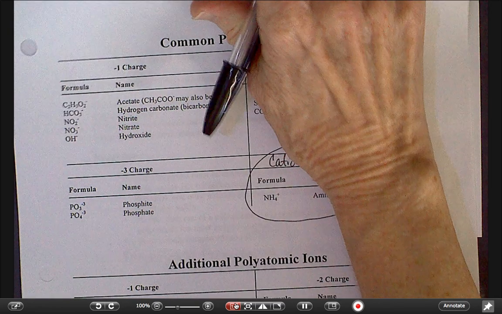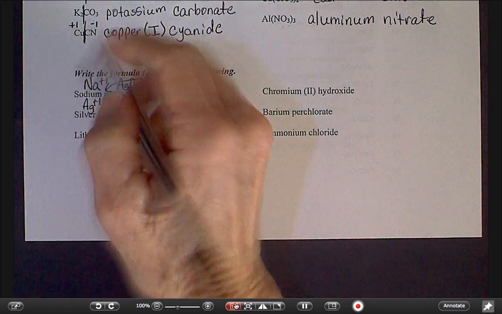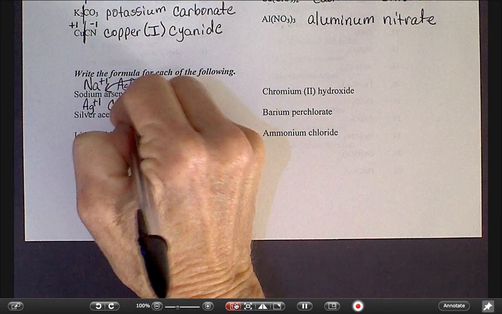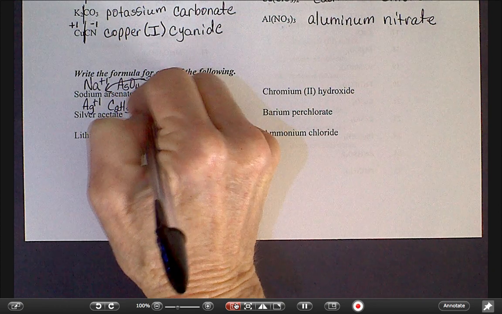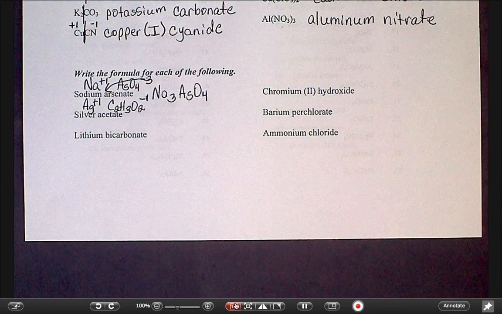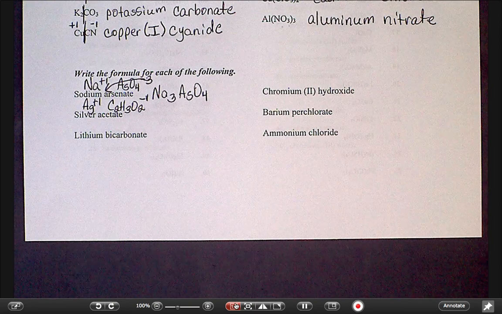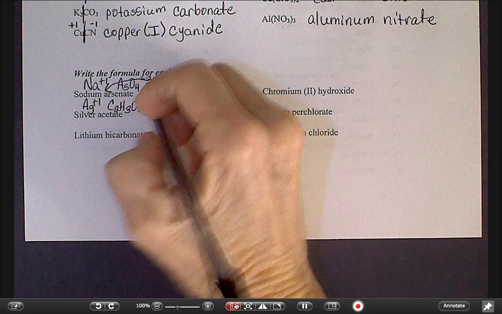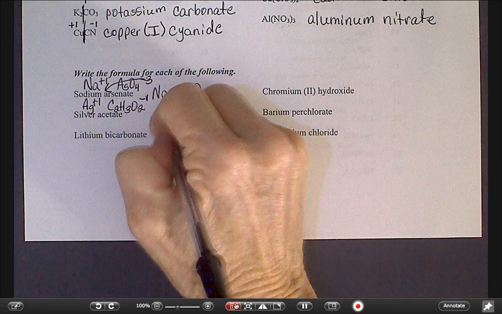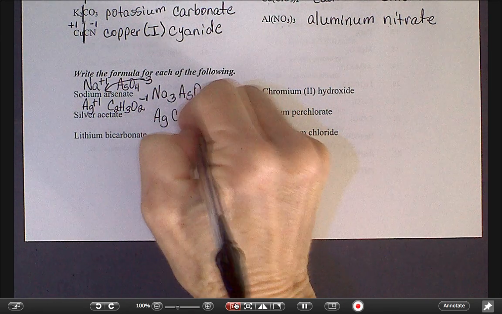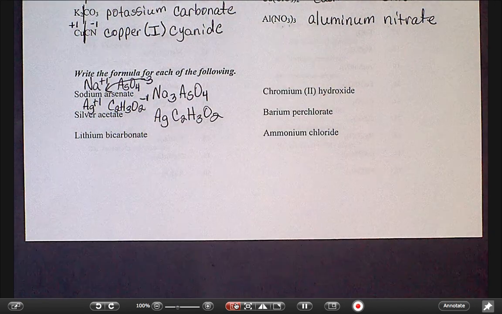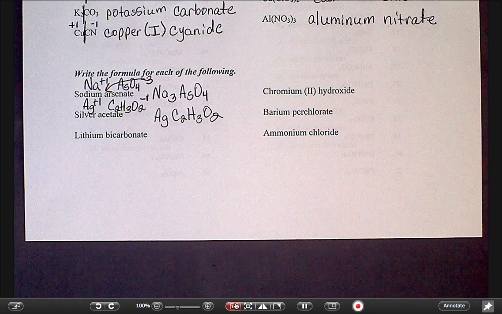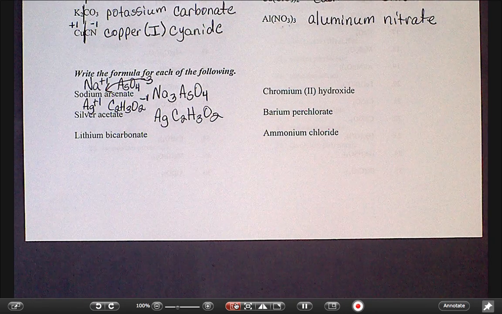Alright, so going on with our formula writing. C2H3O2 minus 1. What do you see about your charges? They cancel out, so it's a what to what ratio? Okay, so Ag C2H3O2. Again, you are literally copying on these polyatomics. Does everybody understand?